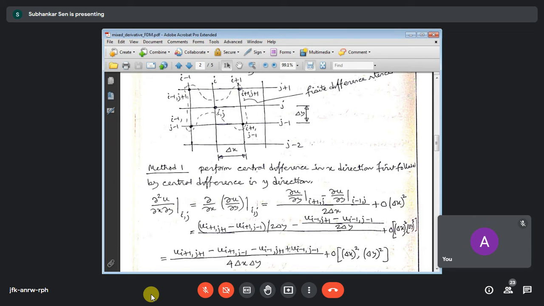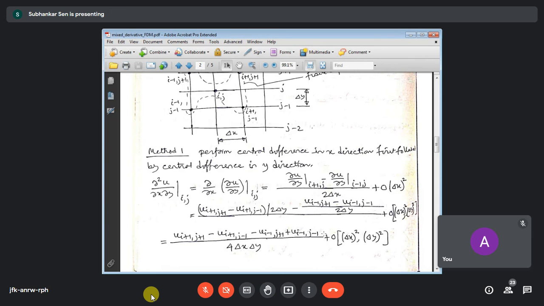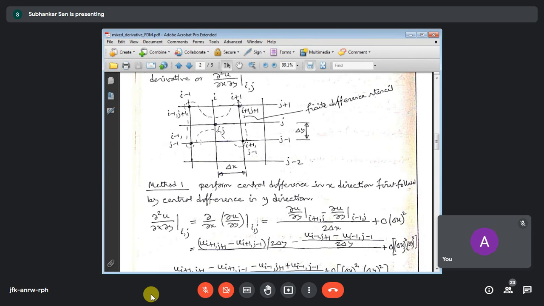So this is positive. And from here we are getting 2 into 2, that is 4 delta x into delta y, 4 hk or 4 delta x delta y. And the order of accuracy is in both variables, delta x whole square, comma delta y whole square. Okay.